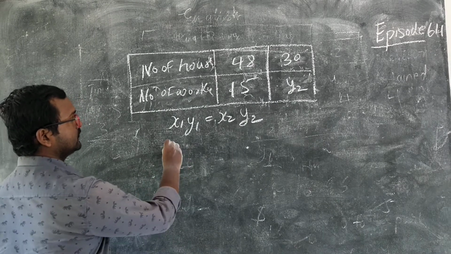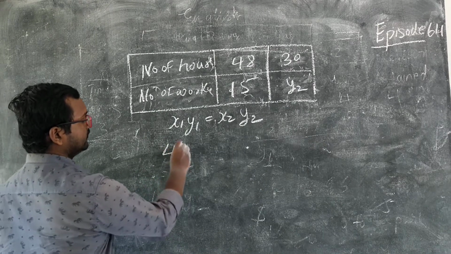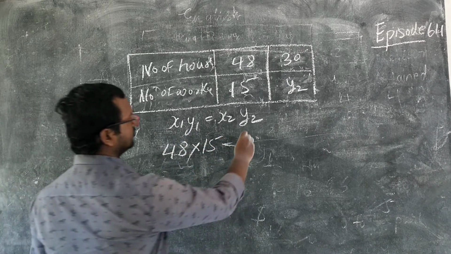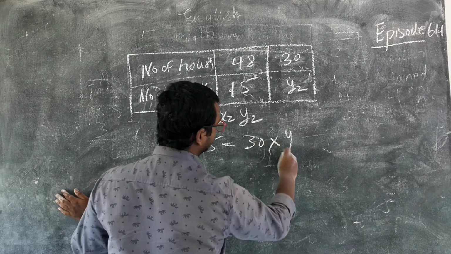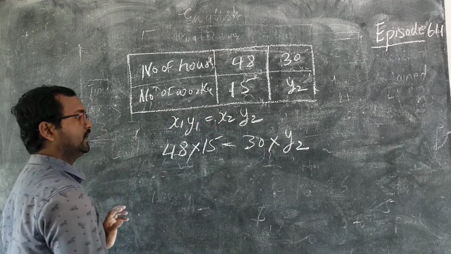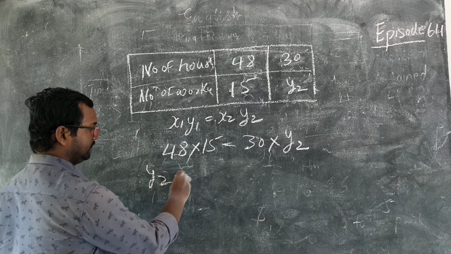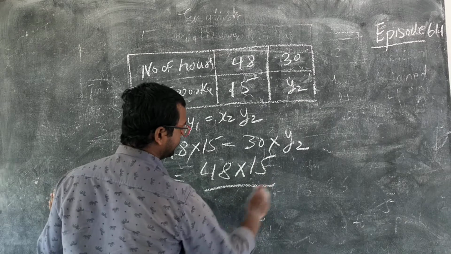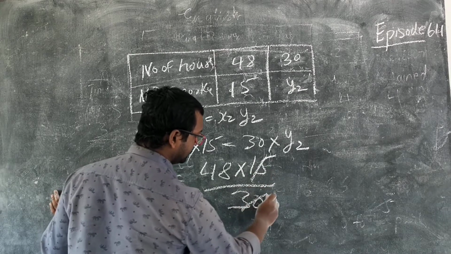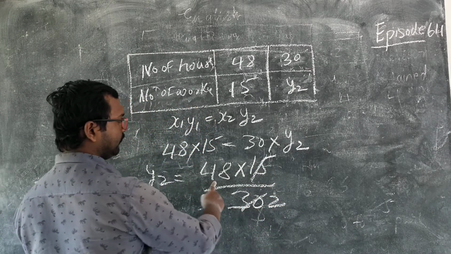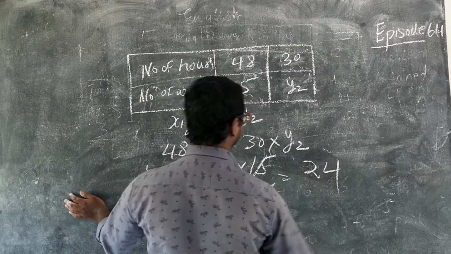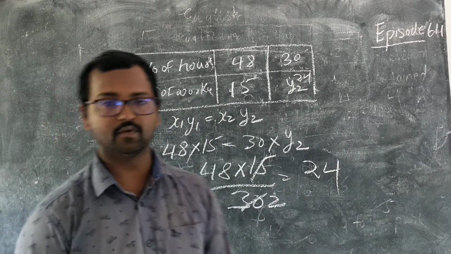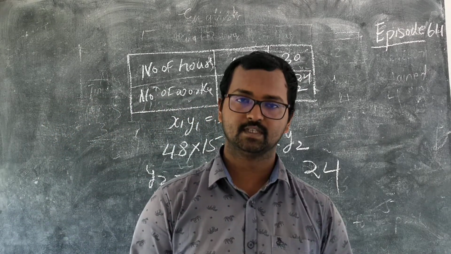So here X1 is how much? 48. Y1 is how much? 15. X2 is how much? 30. Y2 is how much? Y2. So from here we will get Y2 as 48 into 15 divided by 30. So with 2 we can divide 48 and we will get 24. So the answer is 24. So we require 24 people to finish the work in 30 hours.